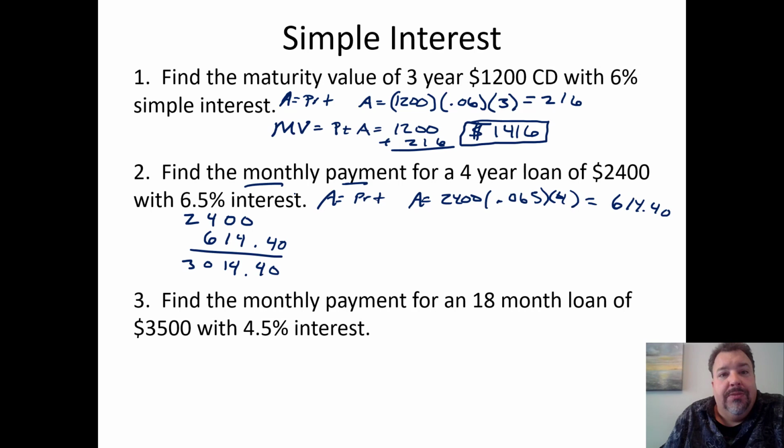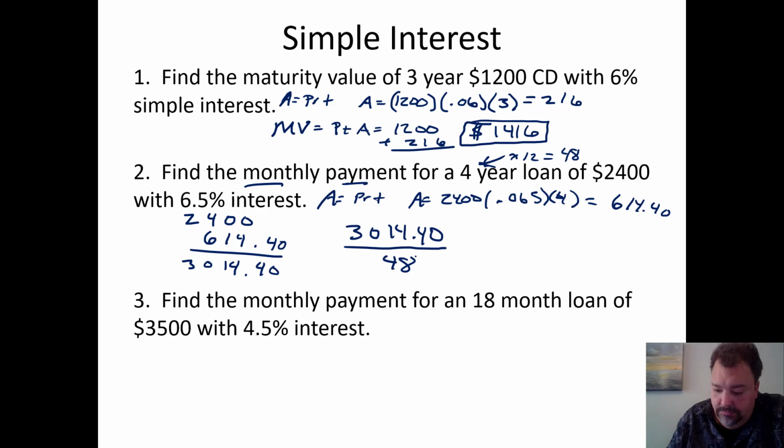And now that we have that, we want to find the monthly payment. So we have to find out how many months. So to find out the number of months, we're just going to take the number of years and multiply that by 12. And 4 years is 48 months. So we're going to take $3,014.40 and divide that by 48. And that is coming out to $62.80.